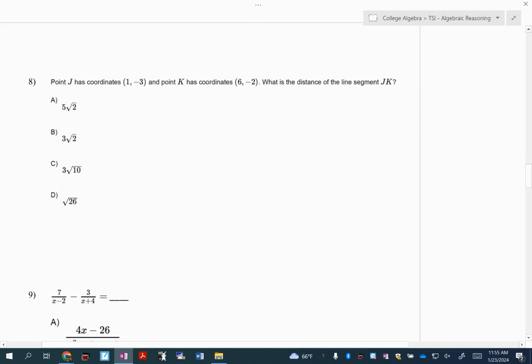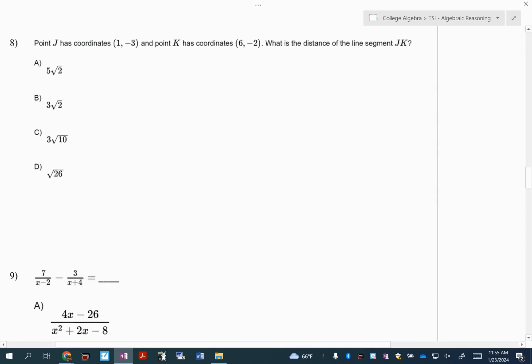All right, let's do 8. So we've got some coordinates here of 1, negative 3. So this is point J. And then point K is 6, negative 2. And we're trying to find the distance of the line segment JK.